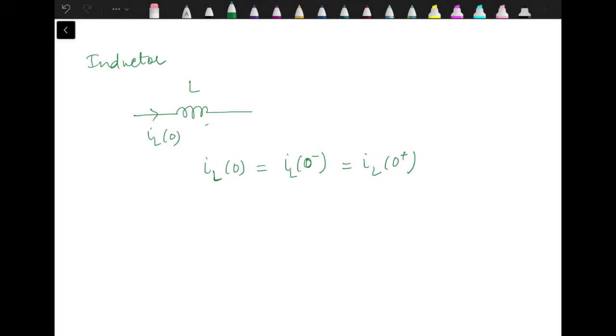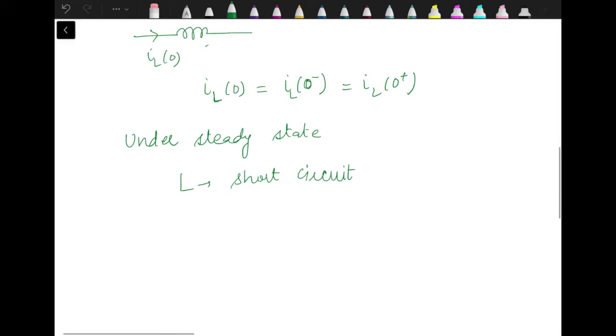So at t equal to 0, we can say the inductor behaves as open circuit, and under steady state, inductor behaves as short circuit. Then we find out the current. Steady state means time is equal to infinity, and then we find out the value of I infinity. That depends upon the circuit, whether there is any source, how many resistances are there. Accordingly we can calculate the value of I infinity depending upon the circuit.